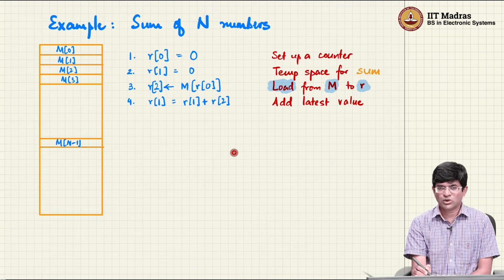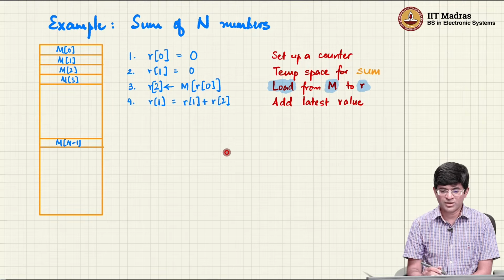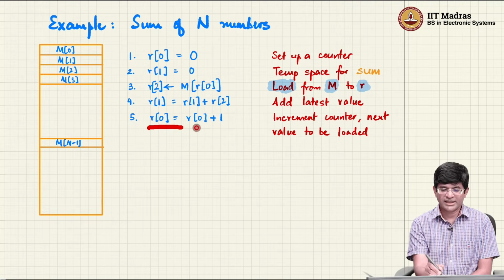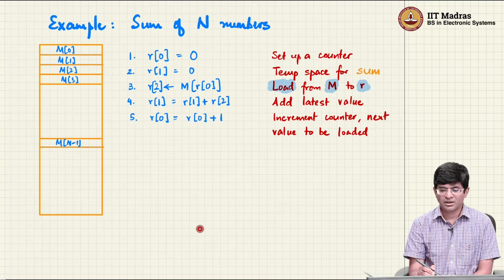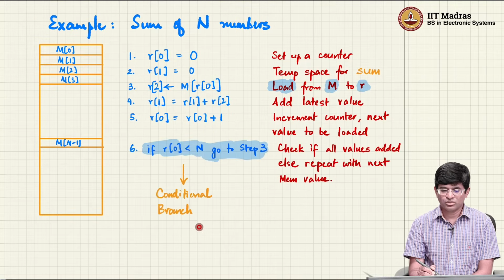Okay, so far so good. I've got to the point where I have added at least one of the values. Now what I need to do is increase R0 to the next value, right? So I go forward to 1, but now I need to check something. Is R0 still less than n?